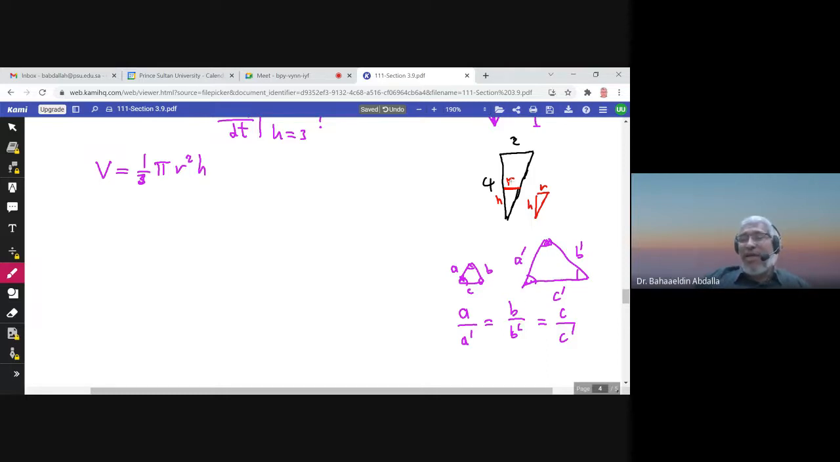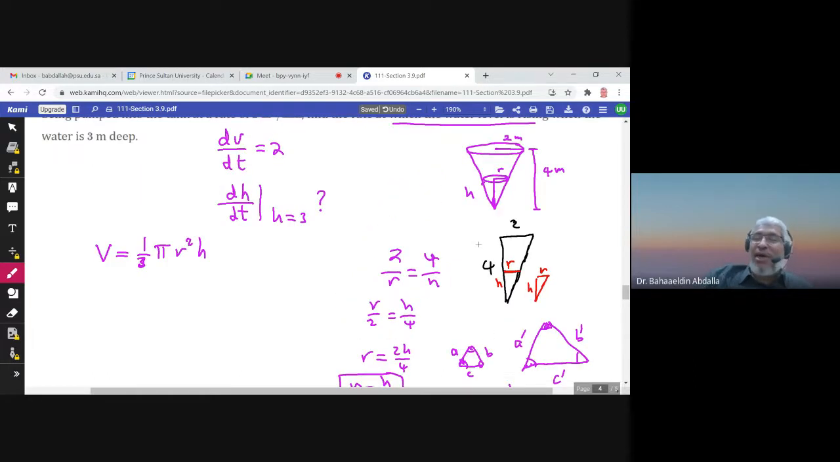So here in these two triangles, the black and the red, I can write 2 over r, this side over this side, is equal to 4 over h. Or if you want, r over 2 is h over 4. And then you solve this equation for r, because you want to get rid of r. So what would be r? Multiply by 2. So 2h over 4, or r is h over 2. So in this case, r is h over 2.